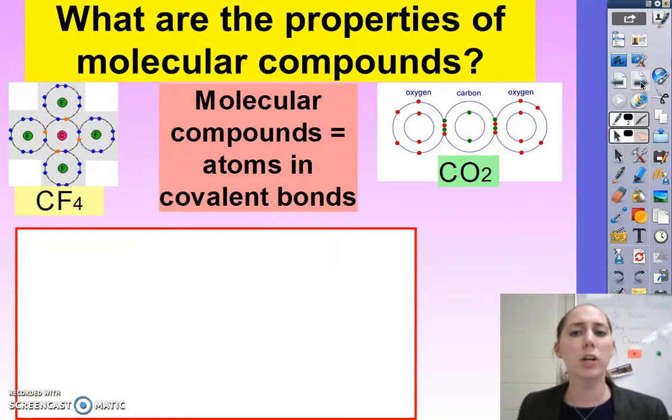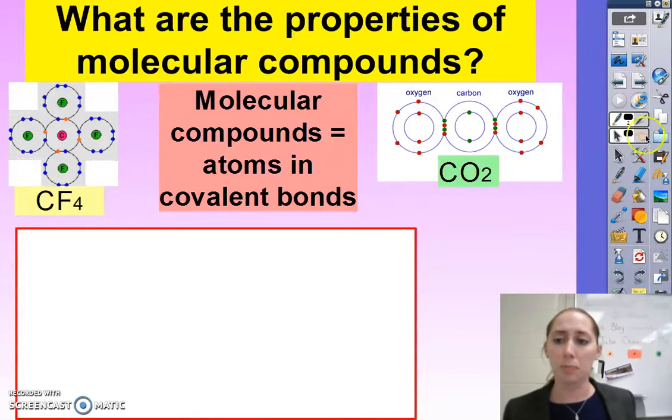So let's talk about what are the properties of molecular compounds. First off, you might be thinking, molecular compounds, I thought we were talking about covalent bonds. A molecular compound is the name for atoms that are held together by a covalent bond. So whereas ionic bonds make ionic compounds, covalent bonds make molecular compounds. So on to the properties.